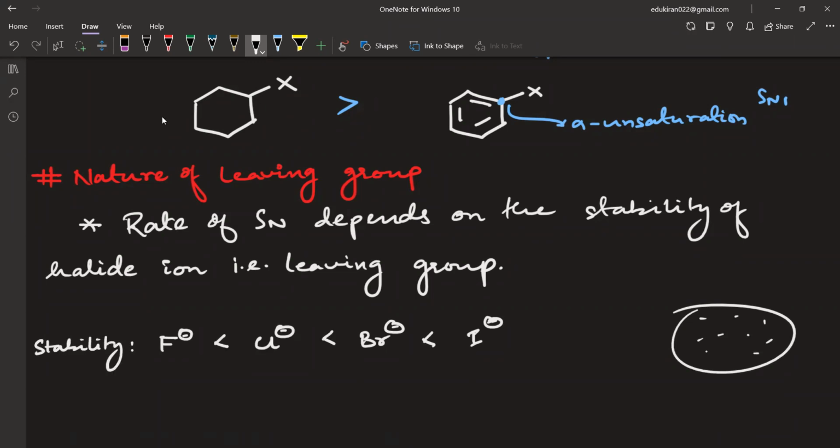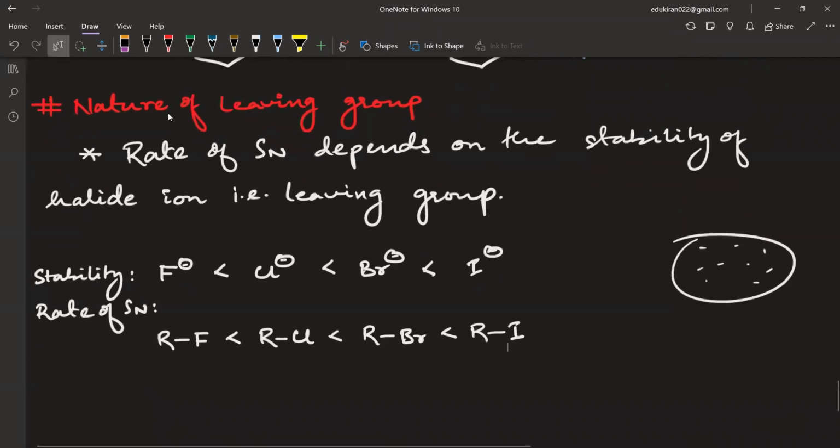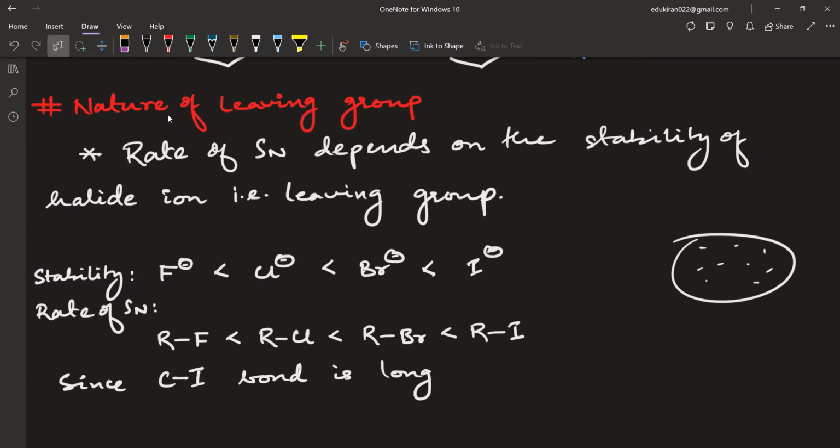Okay. If I compare the rate of SN, then a molecule with RF will be the slowest, followed by RCl. Then RBr will be faster than RCl, and then RI will be fastest. There is another reason for this. The other reason is, since the carbon iodine bond is long, it is easy to break.